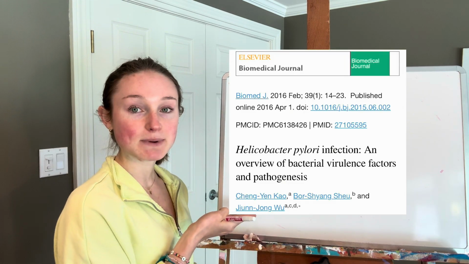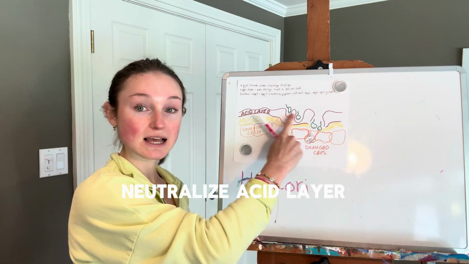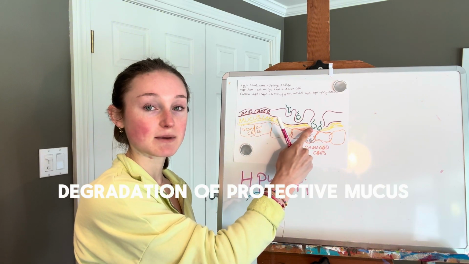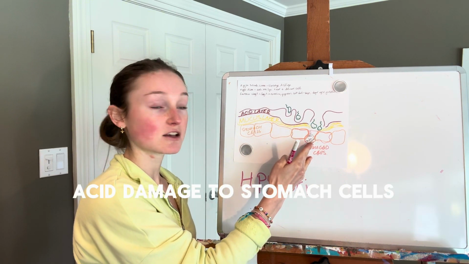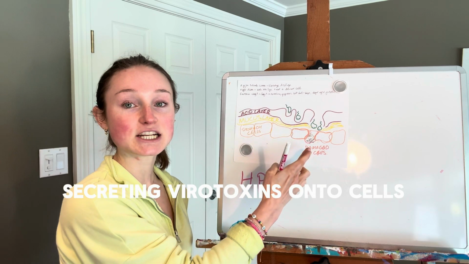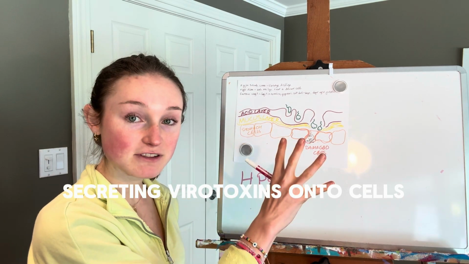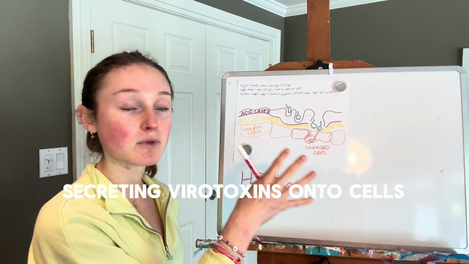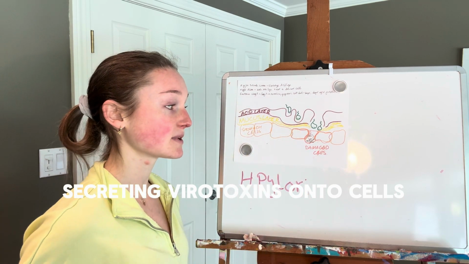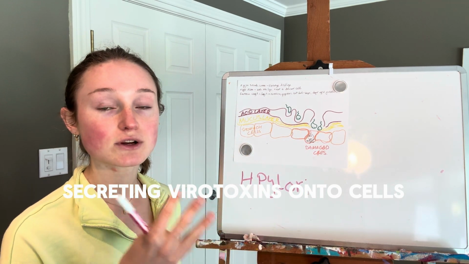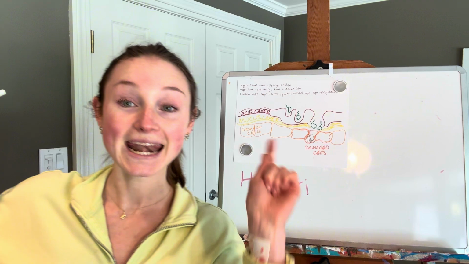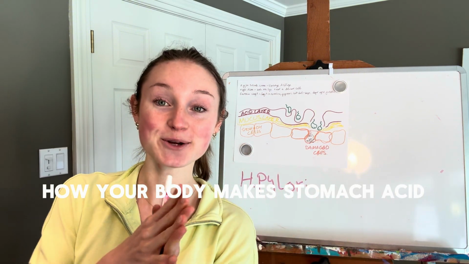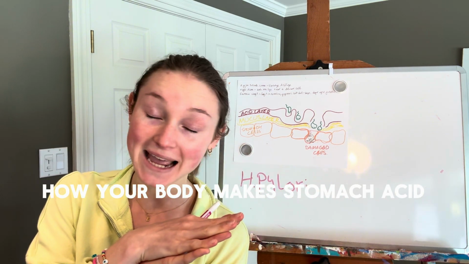That is the H. pylori mechanism of action, neutralizing the acid layer, chewing through your stomach mucus. Now your stomach cells are all exposed to acid, and H. pylori is producing all these inflammatory cytokine bad molecules, directly damaging your stomach cells, leading to things like ulcer and extreme cellular damage. Now, let's get into how your body actually makes stomach acid.